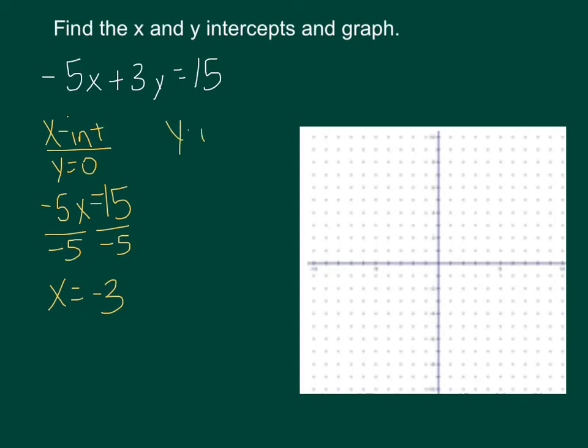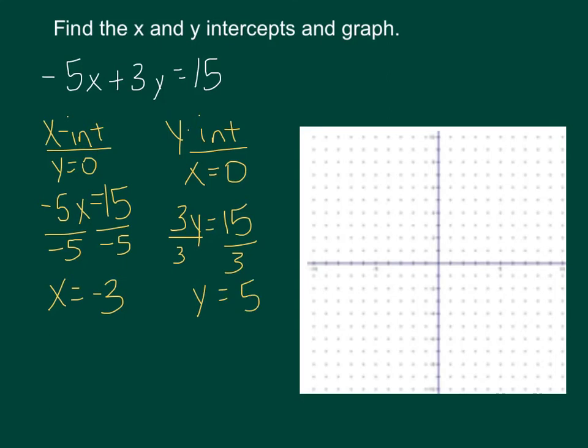For your y-intercept, that's when x equals 0. Okay, so the negative 5x is gone and you're left with just 3y equals 15. Divide both sides by 3 and your y equals positive 5. So your x-intercept is negative 3. So on the x-axis, if you go negative 3, that's left 3. Your y-intercept is at 5. So your y-intercept is up here at positive 5. And then you can graph.